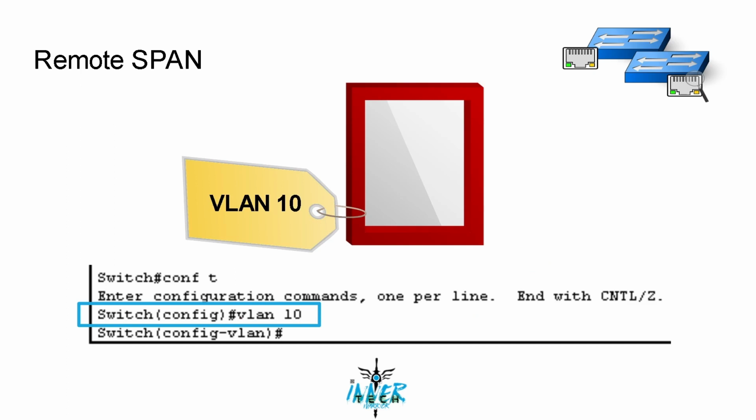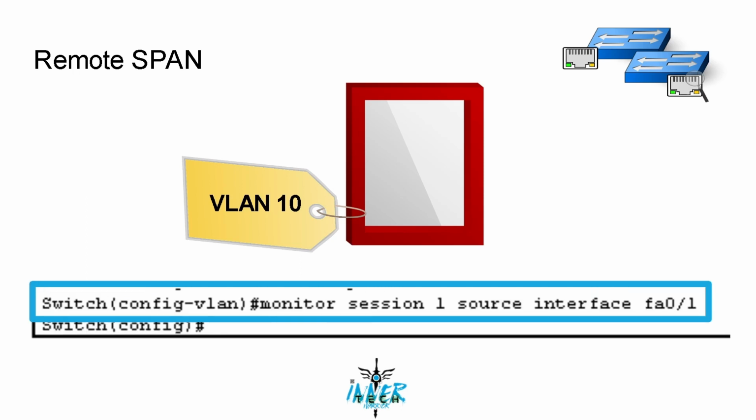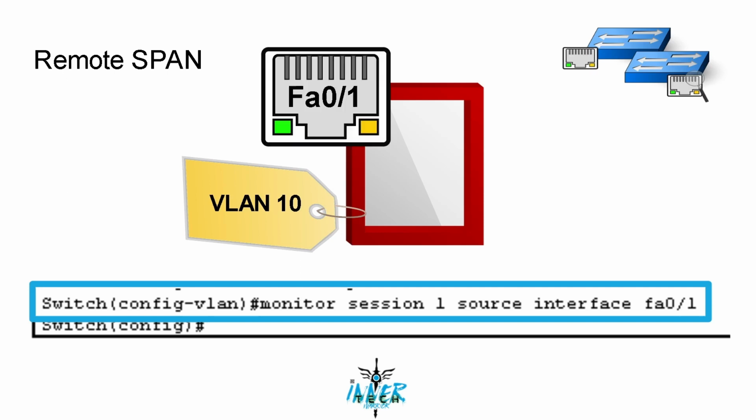To capture RSPAN on a source switch, which in this case is switch 2, first we need to create the RSPAN VLAN to transport the mirrored traffic. In this case, management told us to use VLAN 10 for the RSPAN. Next, we need to enable RSPAN with the remote-span command. Then we define the source port with the command monitor session 1 source interface FA0/1. This sets FA0/1 as the source interface for monitoring session 1.